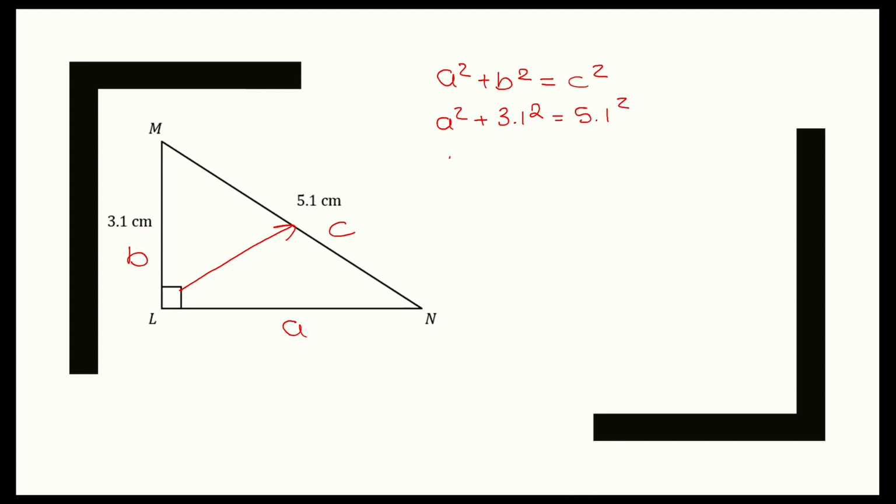Again, like before, let's square our numbers. Doing this now makes it easier to work with since we no longer have any squares. 3.1 squared is 9.61 and 5.1 squared is 26.01, giving us a squared plus 9.61 equals 26.01. This is where the example differs from the last. Our numbers are on different sides of our equal sign, so we need to bring them together. We do this by taking 9.61 away from the 26.01. If we do this, we get a squared equals 16.4. Now, like before, we square root our answer giving us 4.05, so our missing side must be 4.05 centimeters.